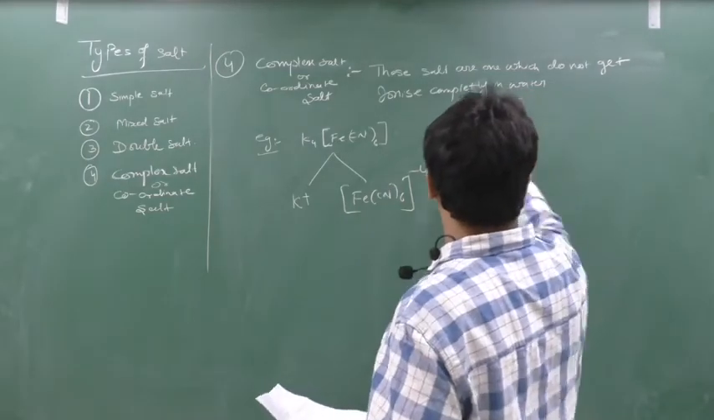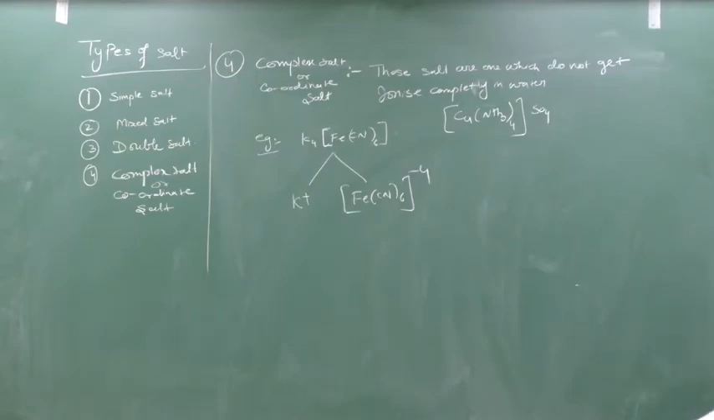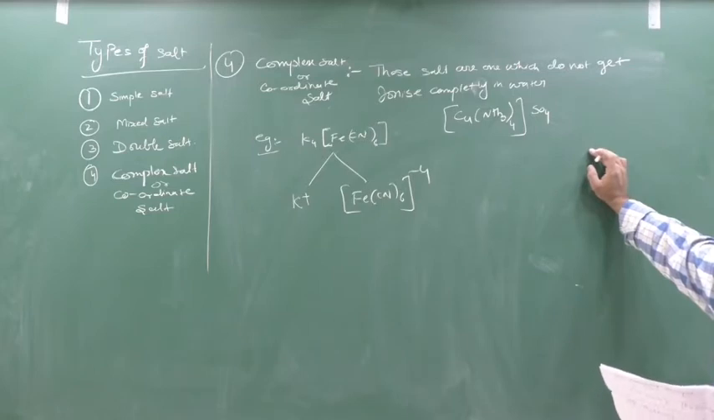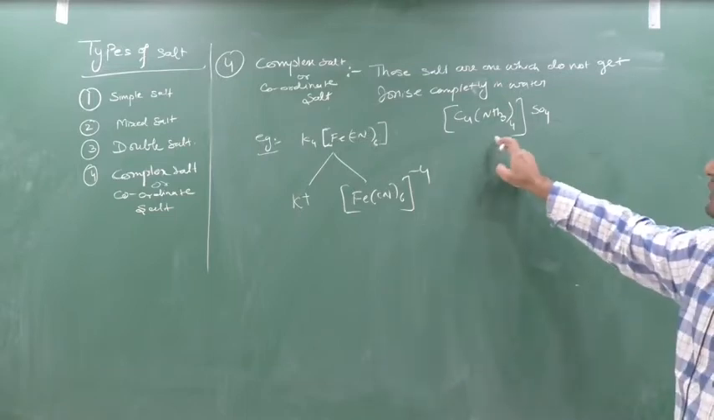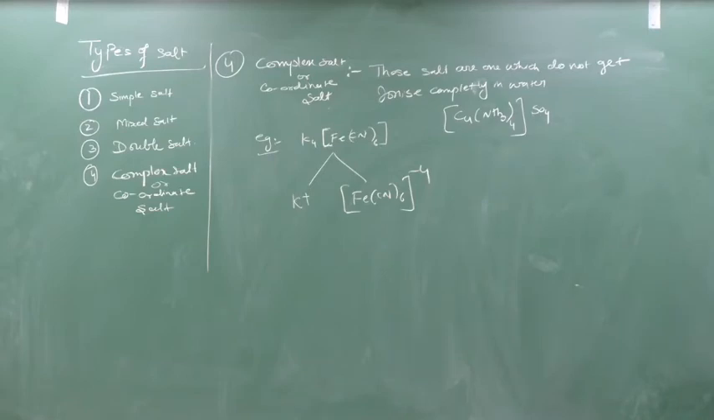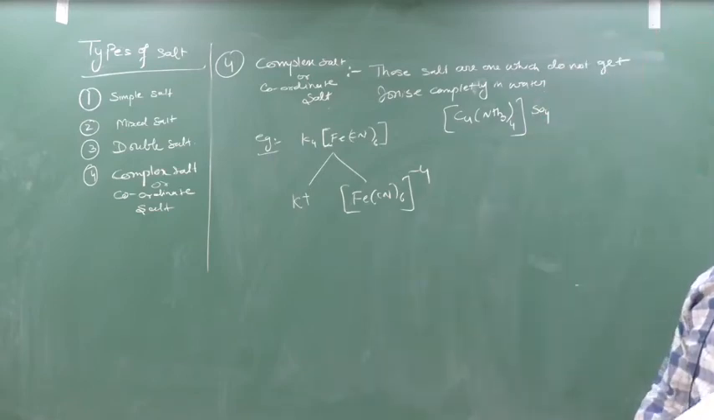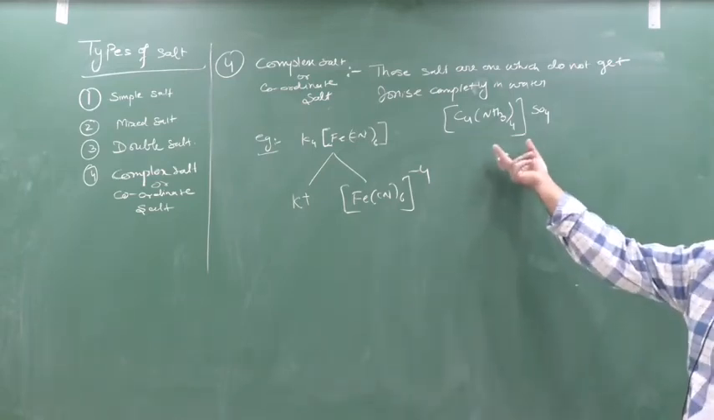Next example, which we have also done somewhere. Remember the deep blue color when ammonia is added to a copper sulfate solution. It develops a dark blue colored complex. Remember, in the S block or D block we did that whenever copper sulfate reacts with ammonia, it forms a dark deep blue solution. This dark deep blue solution indicates the complex formed by copper.